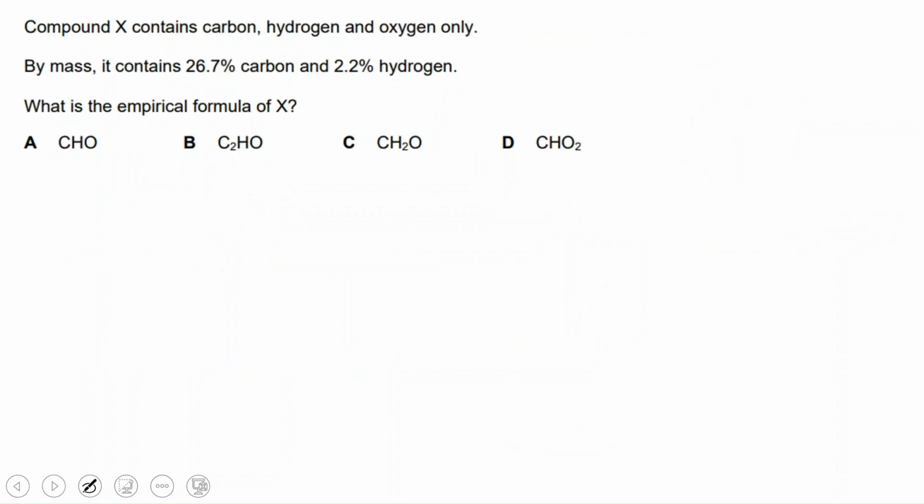Now, compound X contains carbon, hydrogen, and oxygen only. By mass, it contains 26.7% carbon and 2.2% hydrogen. So the rest of it is going to be oxygen, which is 71.1% oxygen. What is the empirical formula of X?